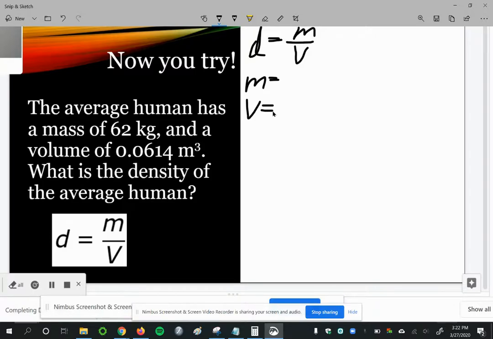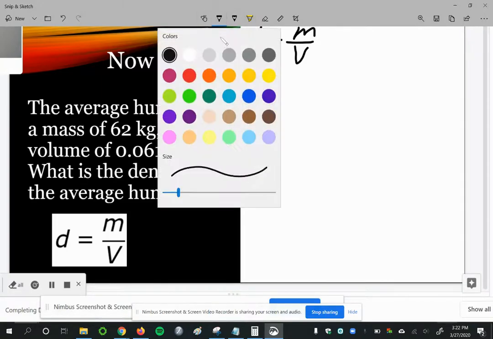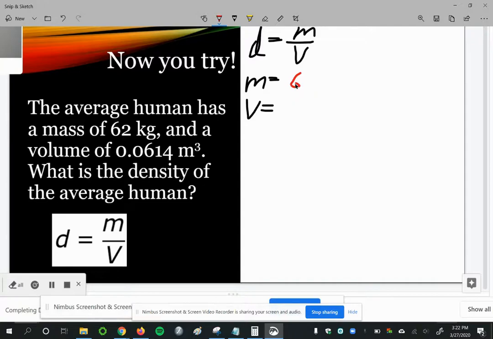Density equals mass divided by volume. So mass of 62 kilograms. So I can go ahead and write that in my inventory. 62 kilograms. Notice that's not grams this time. It's kilograms. The kilogram is 1,000 grams. So an average mass of a human is 62,000 grams or 62,000 paper clips. A volume of 0.0614 cubic meters.